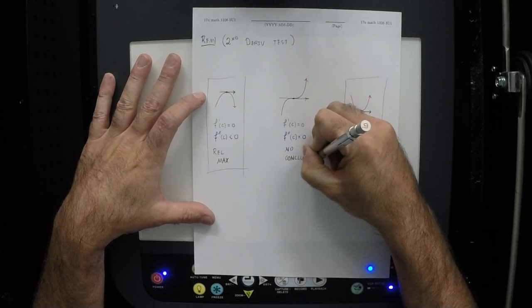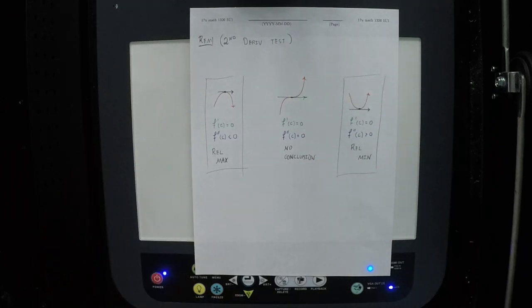Now, understand what that means. That doesn't mean that there is not a relative max. That doesn't mean that there is not a relative min. It means that you don't have enough information to make a conclusion. That's what it means. Okay, so this is the second derivative test. Probably better to call it the concavity test, something like that.